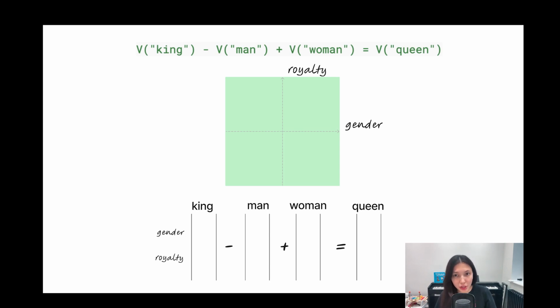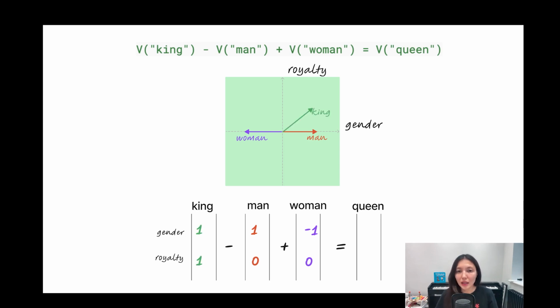And as for our features, higher values for gender mean that the feature value is male, and higher values for royalty mean higher royalty. And we can create a word embedding for man with values 1 for gender and 0 for royalty. For woman, it's the same value for royalty, but it's -1 for gender.